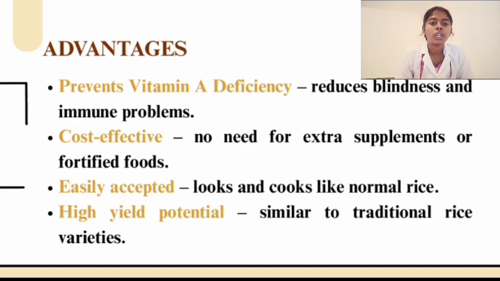Then high yield potential. Golden rice grows well like traditional rice varieties. Farmers do not lose out on productivity. They can harvest a good yield while improving nutrition.